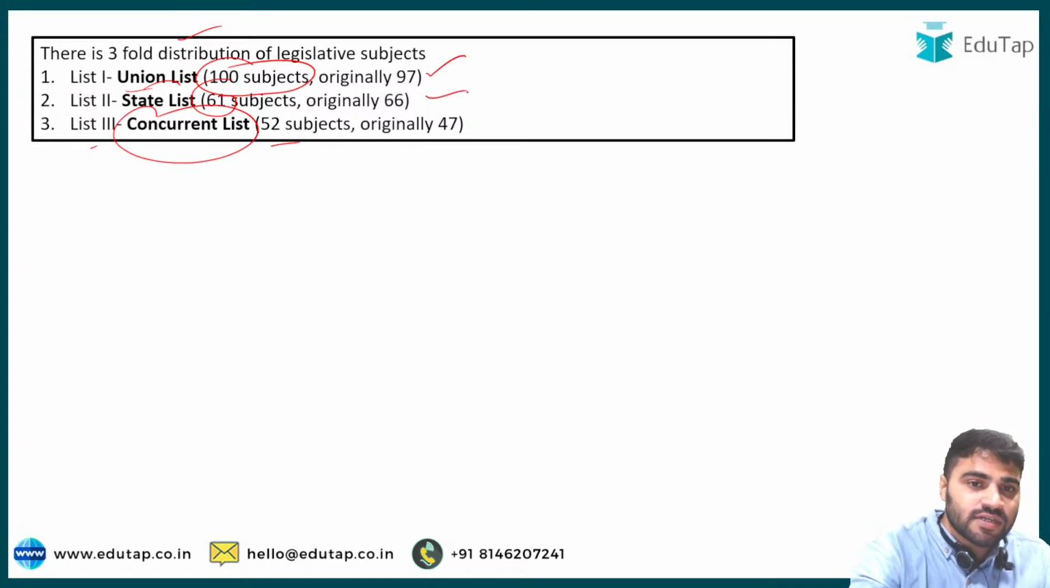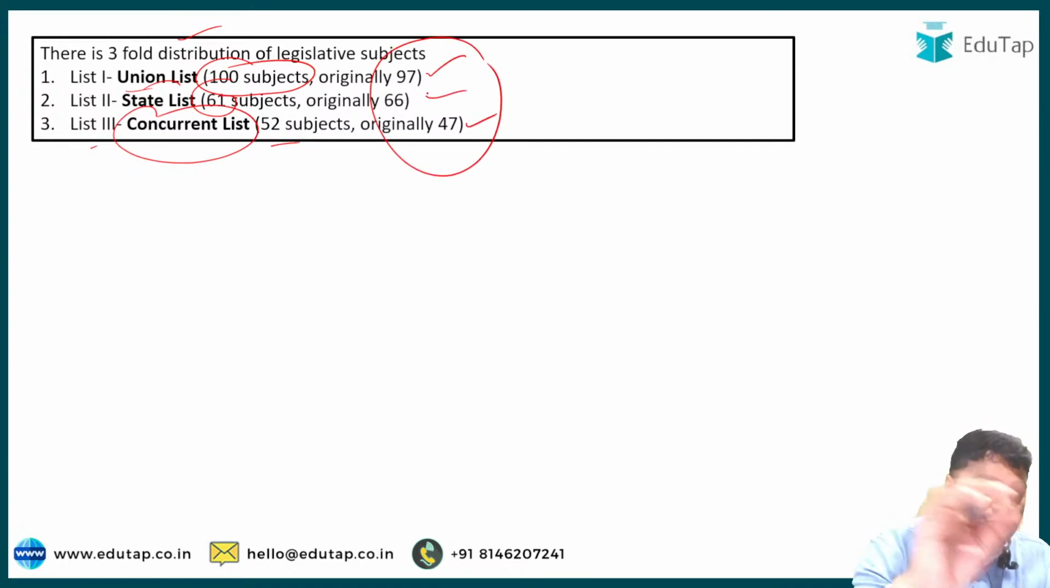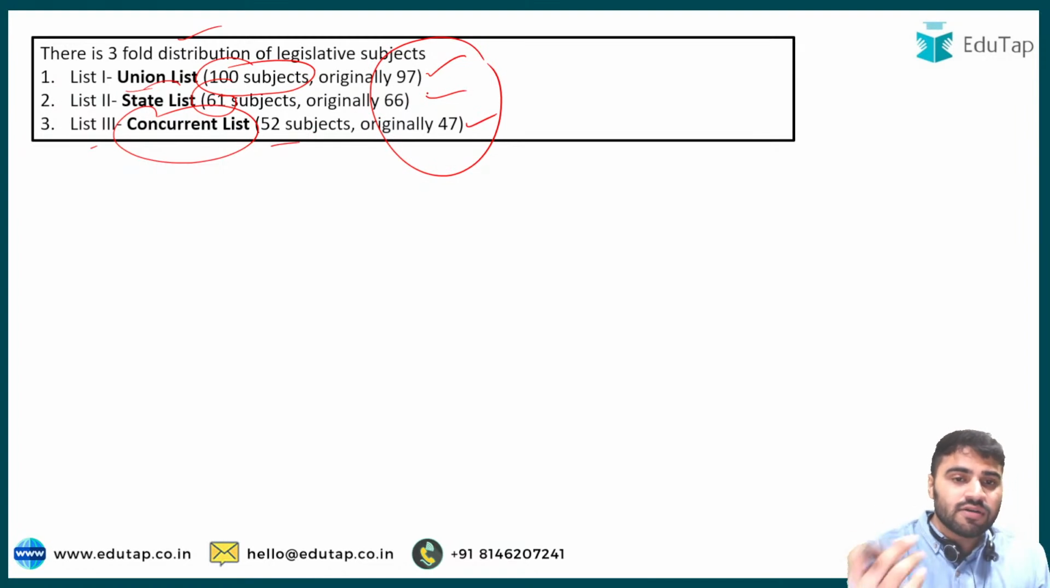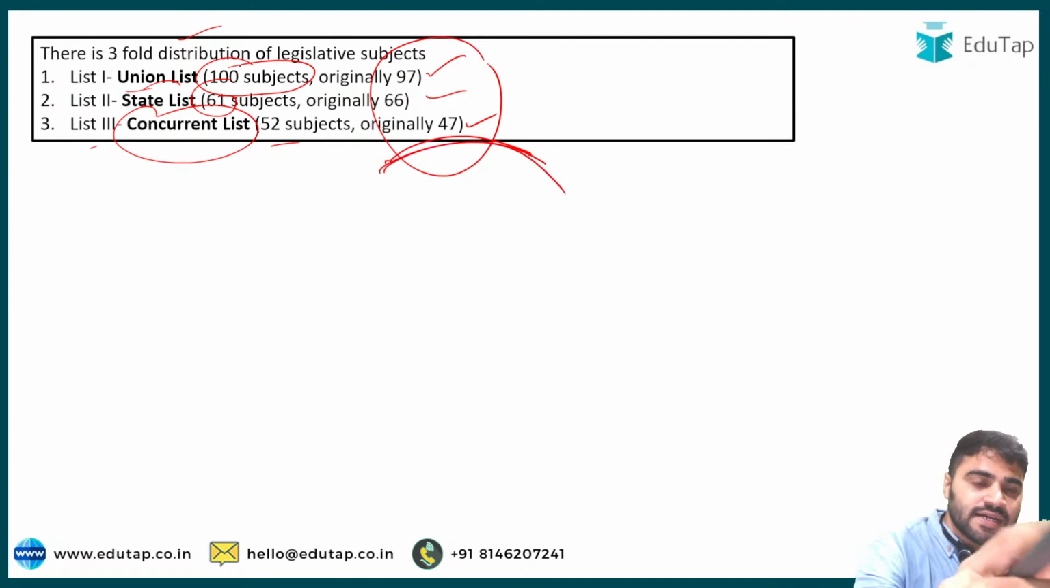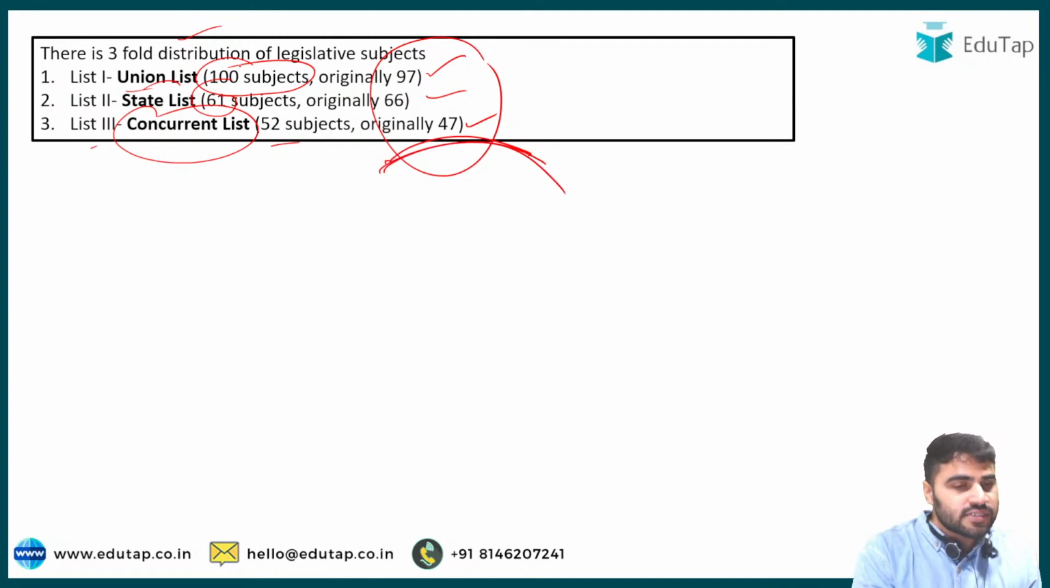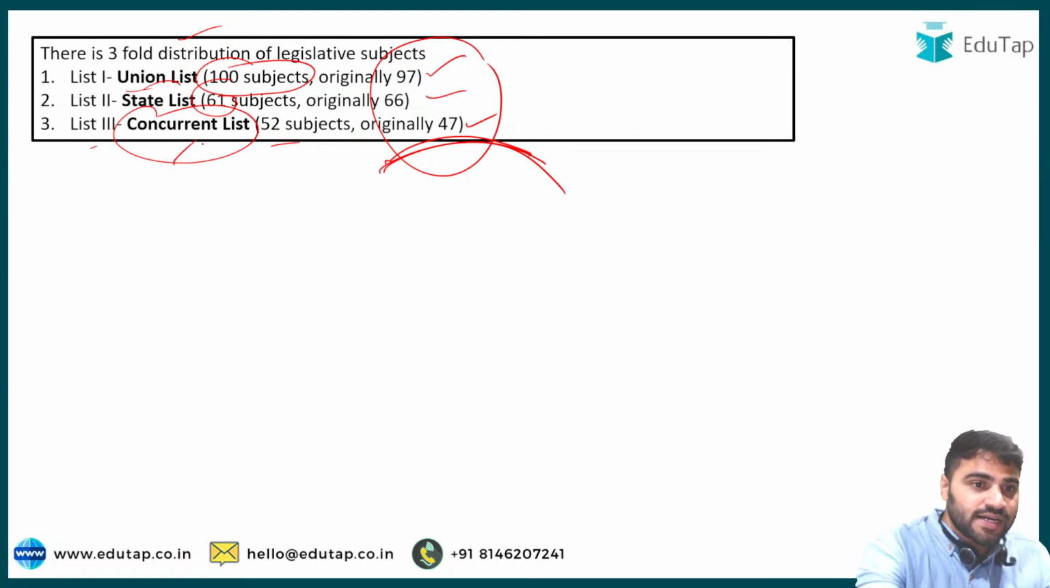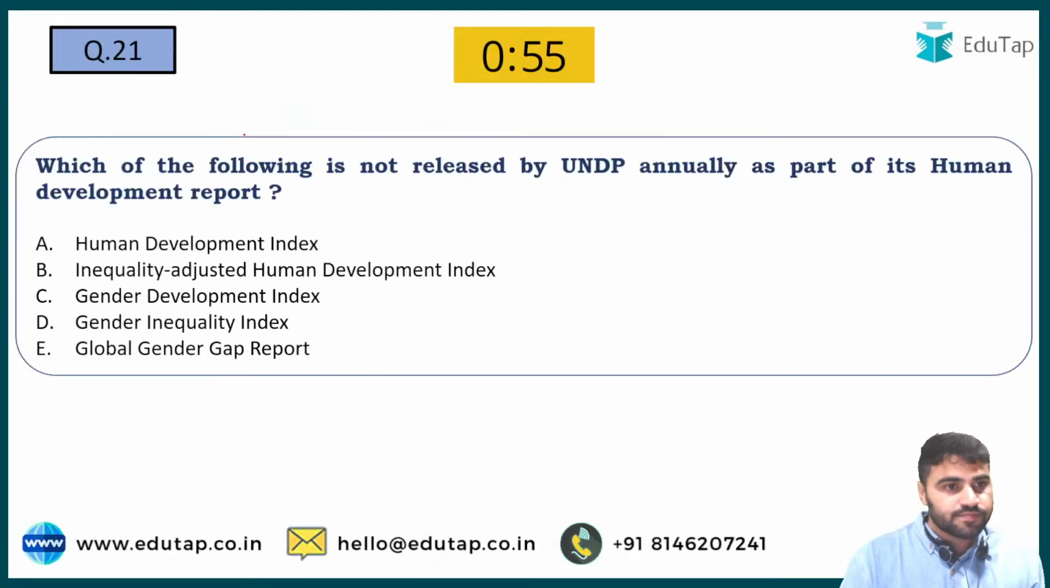Originally there were fewer subjects, but later on you can see that various amendments were made which have shifted subjects from one list to another list. That is why currently it is union list 100 subjects, state list 61 subjects, and concurrent list 52 subjects, right? So this is the current mechanism which you need to remember.